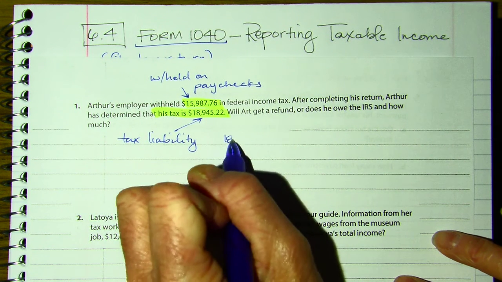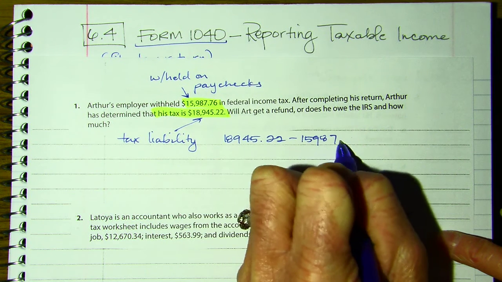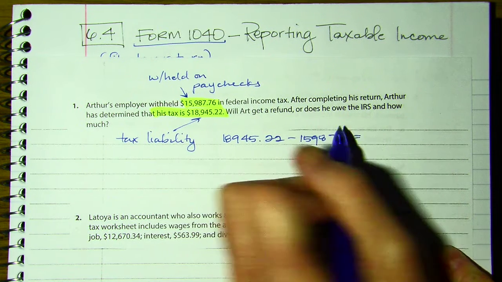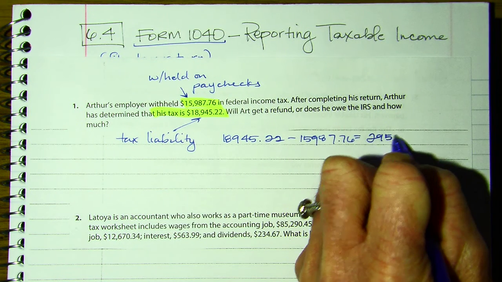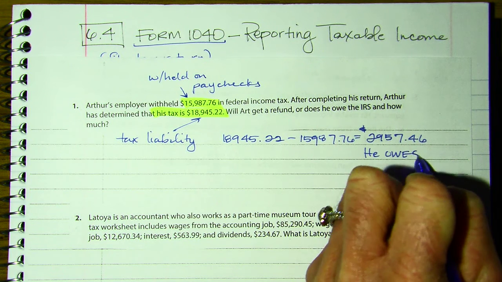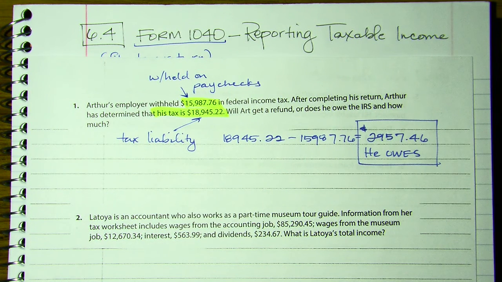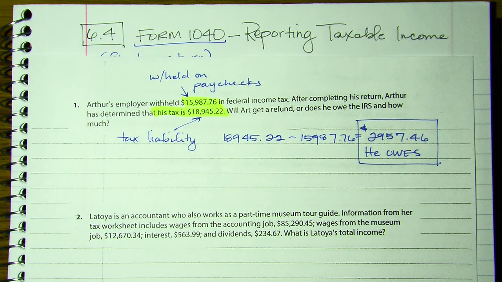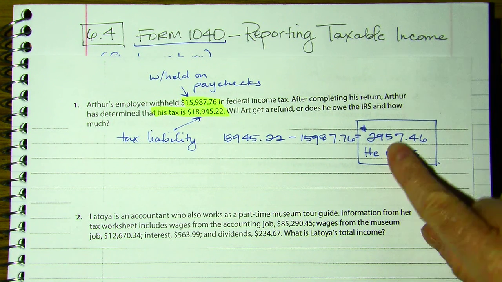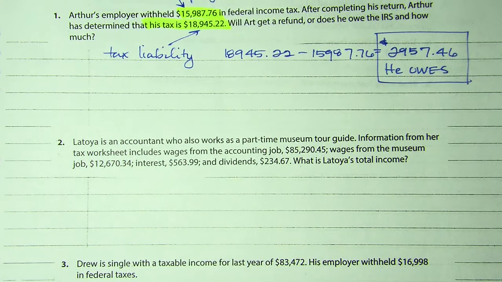So I'm actually going to subtract the $15,987 and 76 cents. And I got a difference of $2,957.46 that he owes the government. He did not withhold as much as he should have. So, and that's a bill, like you'd have to pay that up front. So that is much harder to do. It's much easier to get a refund than to owe, because no one would want to pay that amount to the government.